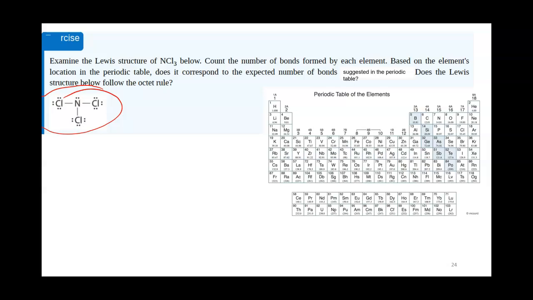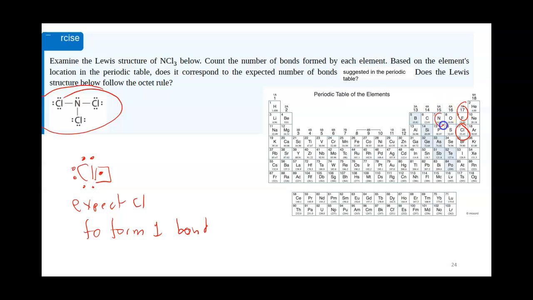So let's do the first part and see how many bonds we would expect chlorine to form. So chlorine, if we look on the periodic table, is in group 7A. Here it is. So it has 7 dots around it, and one of those dots is unpaired. So we expect chlorine to form one bond, and it does in each case in this structure.